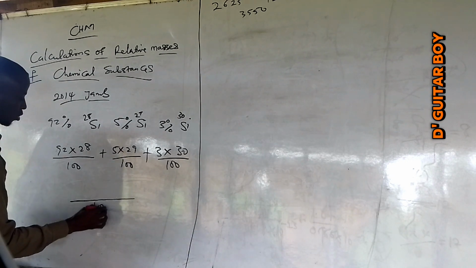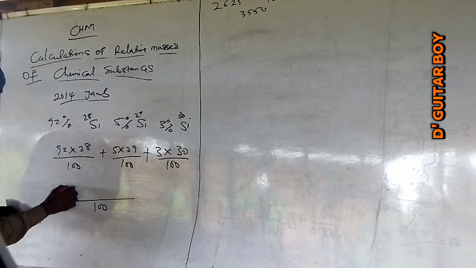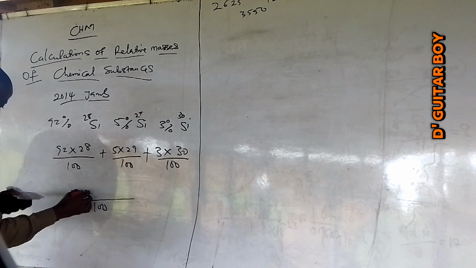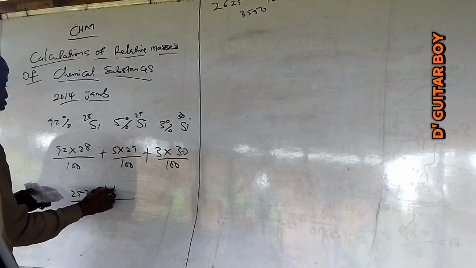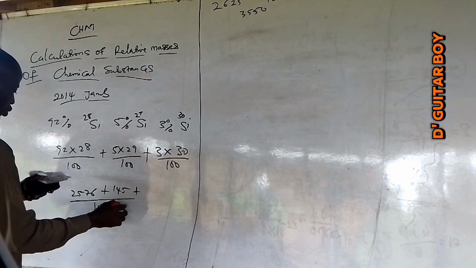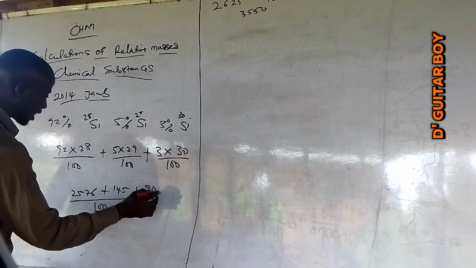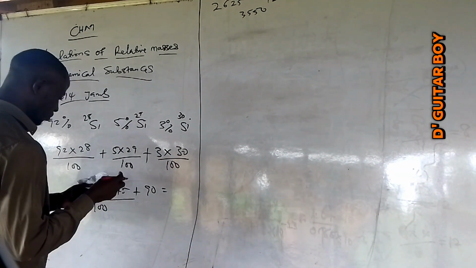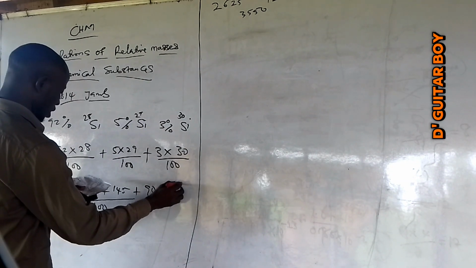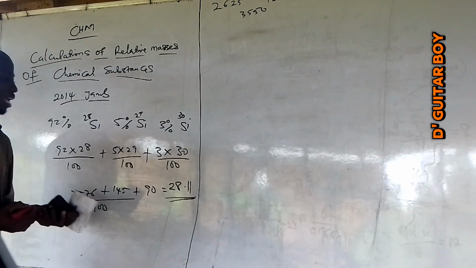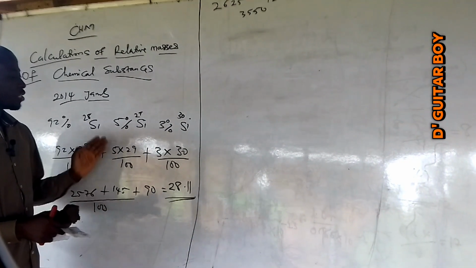100. So when you multiply this, 92 times 28 will give you 2576, plus 5 times 29 will give you 145, plus 3 times 30 will give you 90. So when you add everything together and divide, it will give you 28.11. So this is the answer to this question. As you can see, the solution to this question is very simple.